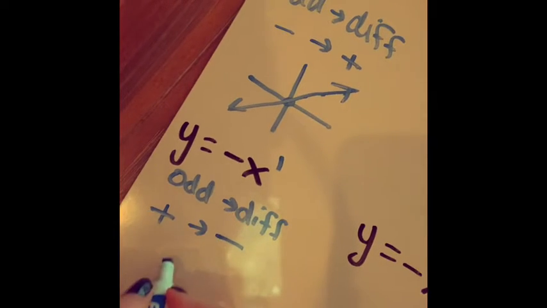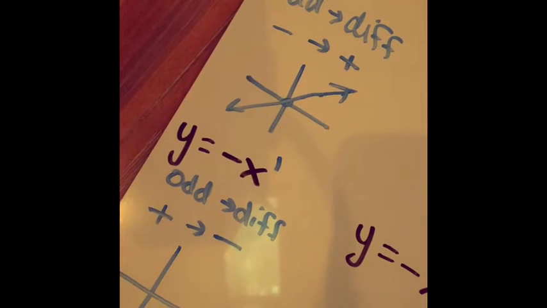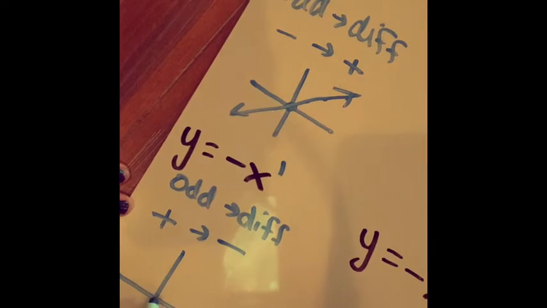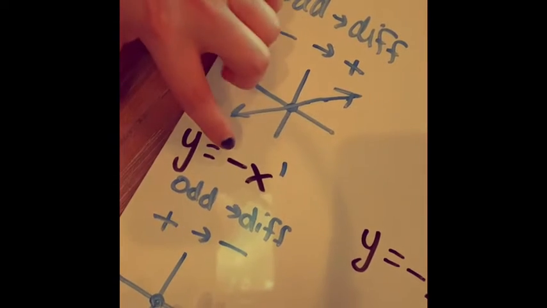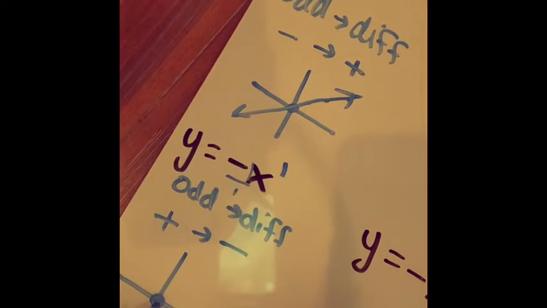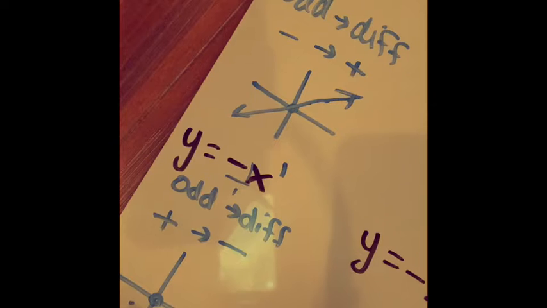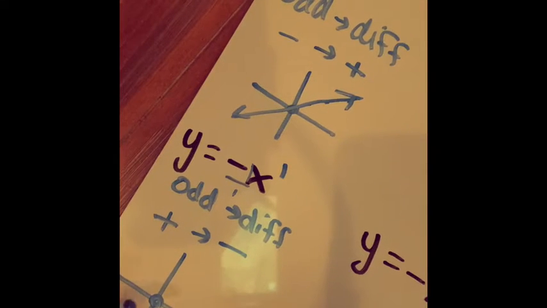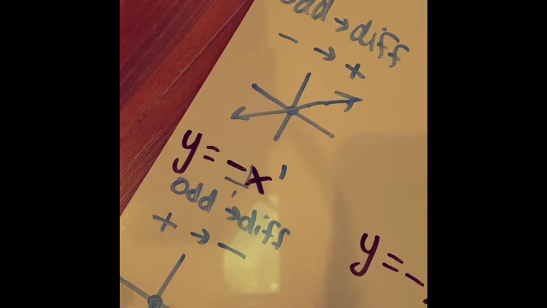Let's think about the graph here, right? We know that we're crossing at the origin, and the slope there is -1/1. So down 1, right 1. Down 1, right 1. And then up 1, left 1, up 1, left 1.